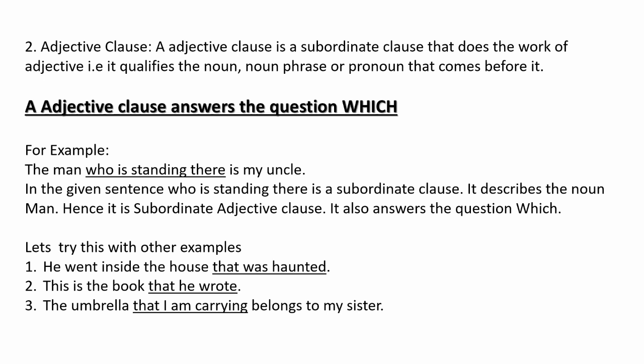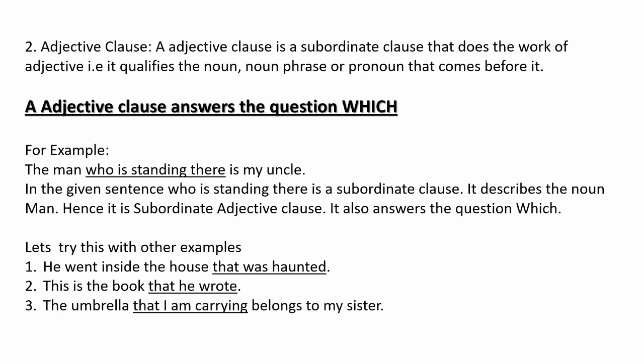That was haunted. Second, this is the book that he wrote. That he wrote is a subordinate clause. So which is this book that he wrote? Third, the umbrella that I am carrying belongs to my sister. So the subordinate clause here is that I am carrying, and the main clause is the umbrella belongs to my sister. Form the WH question to get this answer as a subordinate clause.